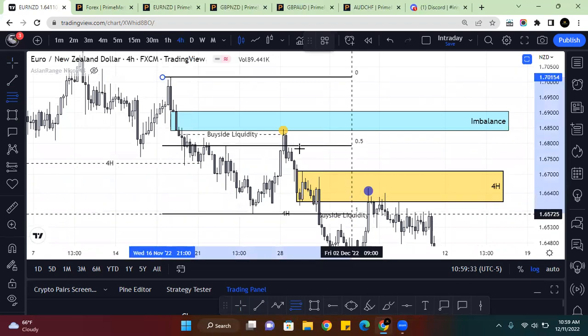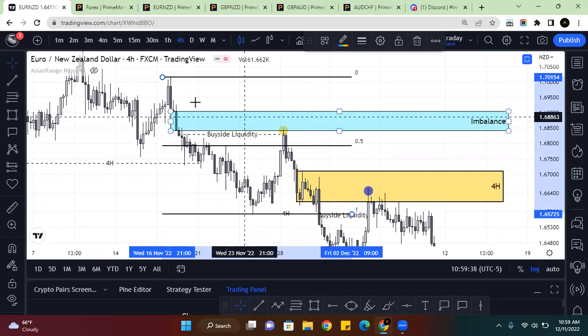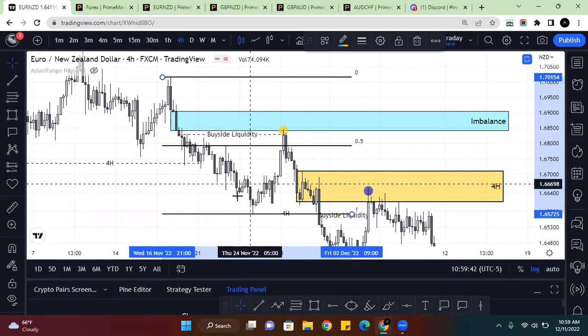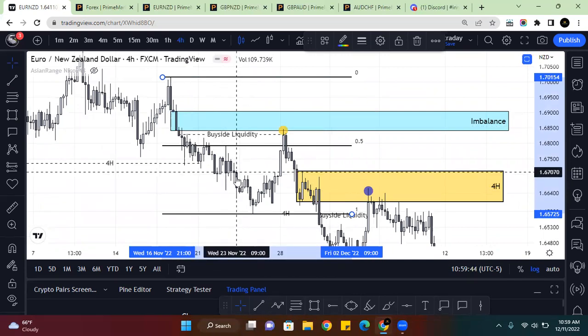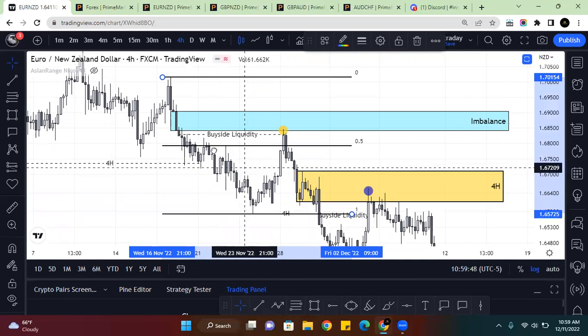you have discount below this 0.5, which is the 50% right here. And you have premium, right? Premium territory you're going to want for sales, discount territory down here below the 0.5 or the 50% you're going to want for buys, right? So you can see that this was obviously in premium territory.